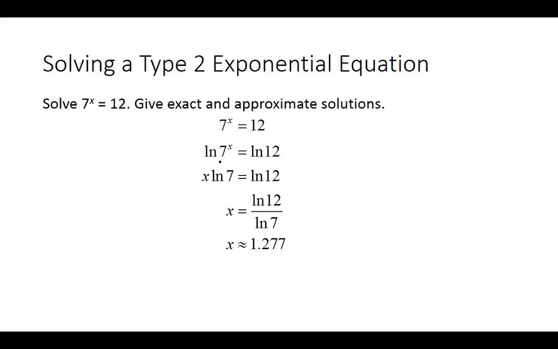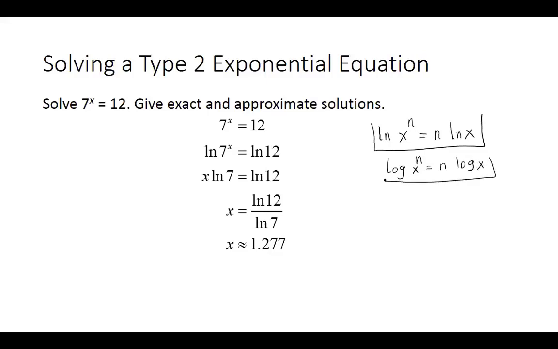If you recall, we had a property from last time. If I have natural log of x to the power of n, I can move this n right in front of the log or natural log. We call that one of the properties, the power rule, where we can take these exponents and put them right in front of natural log or log. This would also be true with log. If I have log of x to the power of n, I can move the n right in front of log and write it as this.